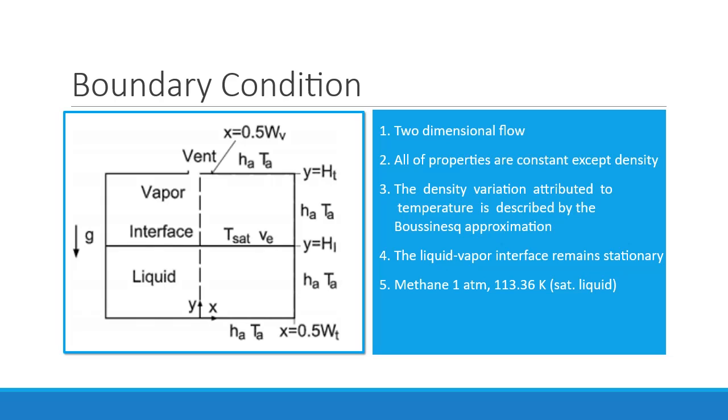I personally have a comment about that. Perhaps it is better explained to us in the paper the main reason why it used the approximation, since there are other approximations as well. And then the fourth boundary condition is that the liquid vapor interface remains stationary. And the last one is methane at 1 atm or atmospheric pressure, and the saturated temperature is 113.36.